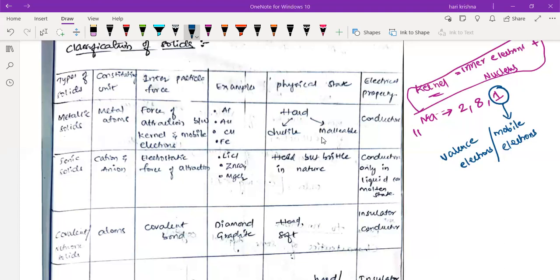And ionic compounds conduct electricity only in the liquid or molten state. In the solid state, they will not conduct electricity because the ions will not move, right? Because of that, they will not conduct electricity. Clear, or any doubts in this? No. Any doubts?